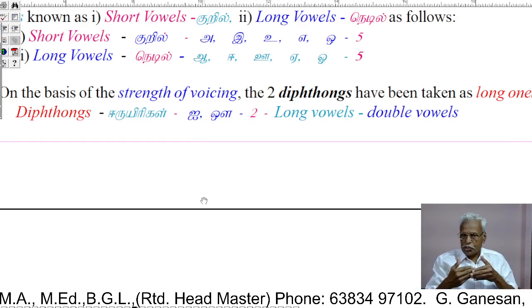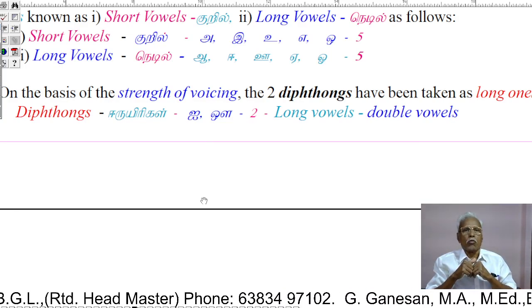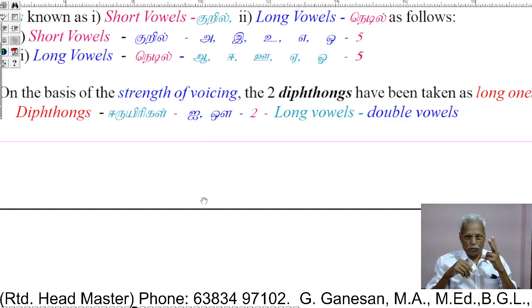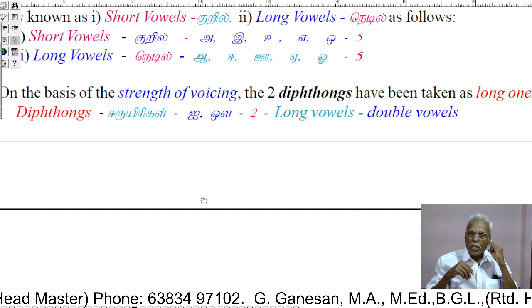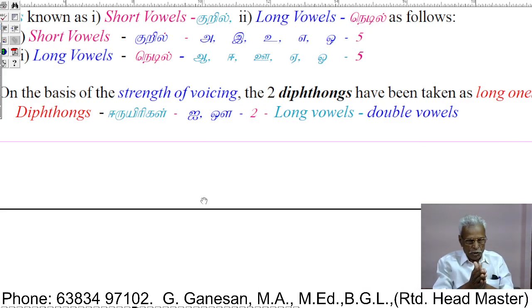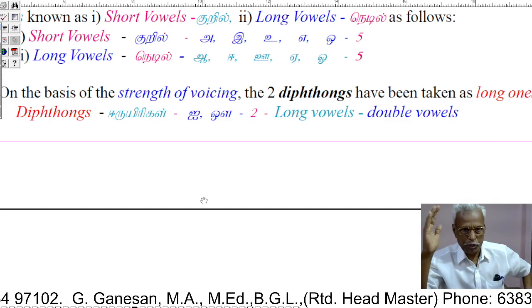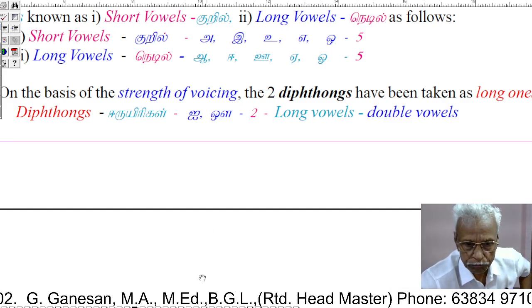On the basis of the strength of voicing, the two diphthongs have been taken as long ones, because in each diphthong there are two short vowels. So they have been taken as long vowels, long phonemes, I and o.